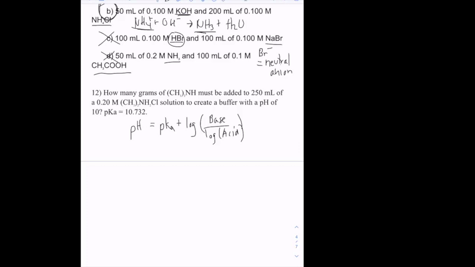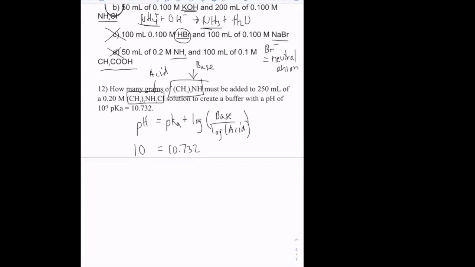So looking at this then, I think I actually wrote this wrong on the answer key too, so just keep an eye out for that. I apologize, I'll change that in a second. But looking at this, our desired pH is going to be 10. We have the pKa is 10.732. And we want to know how many grams of this form must be added to this to make a solution with that pH. So this is going to be the base, and this is going to be the acid, because this one has one fewer proton than this one does.